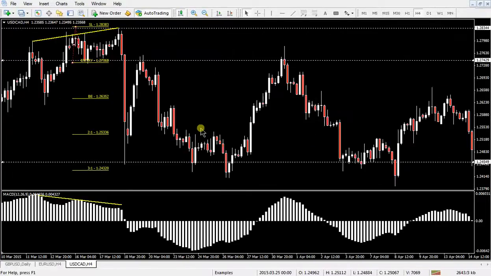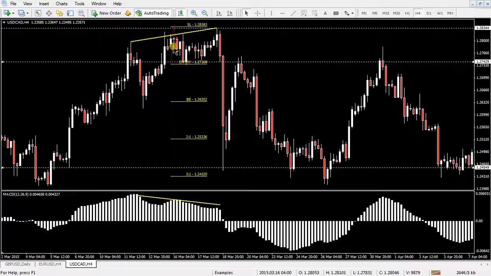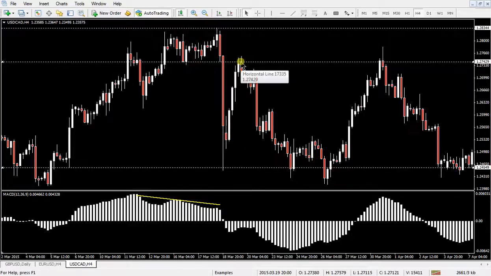Yeah, that's basically it. Just to summarize, you try and look for some divergence, look for a clear signal that the price is changing, and then you try and get in on the retrace, supply and demand style.